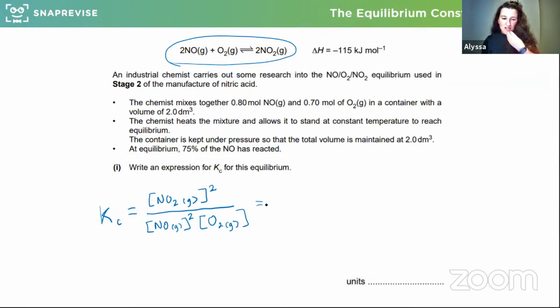Fantastic, well done. Don't forget to write the products. So that's the expression. Perfect, lovely, thank you very much. Tick. That'll be 1 mark for writing the expression, and then we get another mark for the units. So can we work out those?